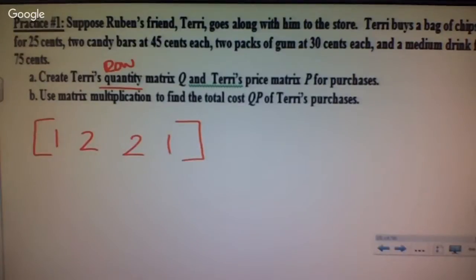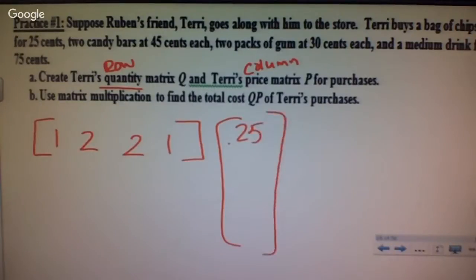Remember, whatever order you put this in, when you do the price matrix, the price that corresponds to each quantity has to go in the same order. So we put chips first. So when I go and do my column, I need to put the price of chips first. 25 cents. 45 cents for the candy bars, then 30 cents for the packs of gum, and 75 cents for the drink.